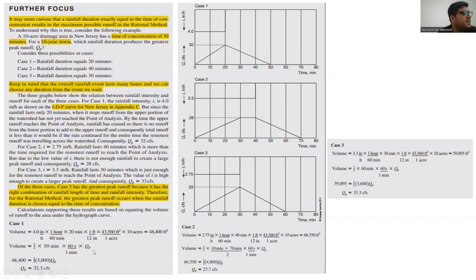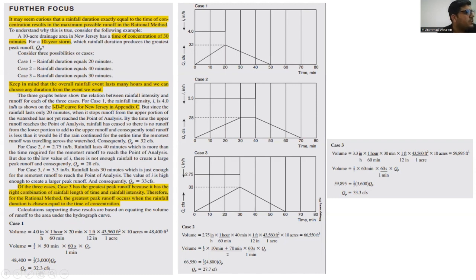And then we find the volume as half of the 50 minutes, multiplied by 60 seconds per minute, into QP, which is basically the way of finding the volume of this triangle, shown here for case 1. The base is 50 minutes, and we multiply it with the QP, and finally compare both of these volumes as we did when finding the formula for QP. So here the QP is 32.3 CFS.